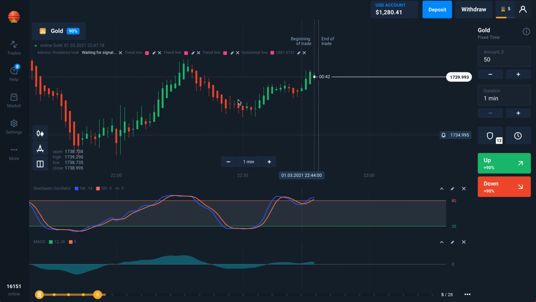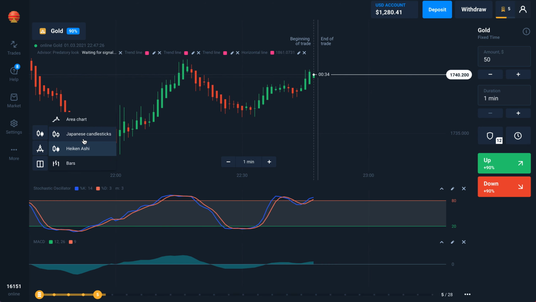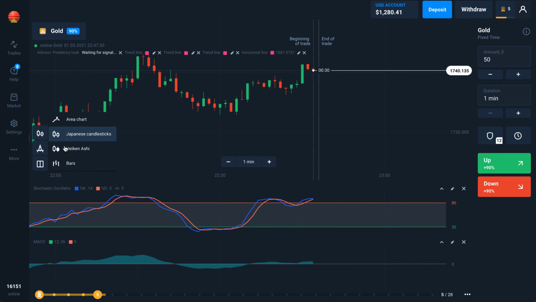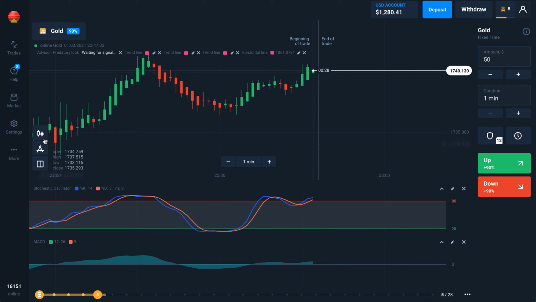Okay, so the basics are very simple. Three simple steps. First, we check our graph right here. For our graph, we're not using candlesticks. Change your candlesticks to Heikin Ashi. So we put our graph here on Heikin Ashi.